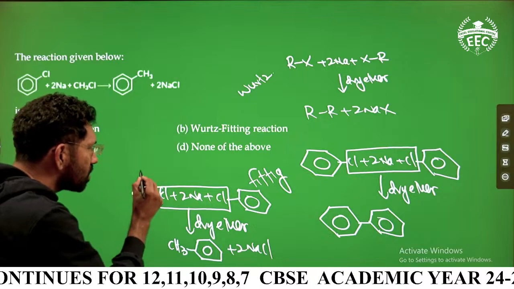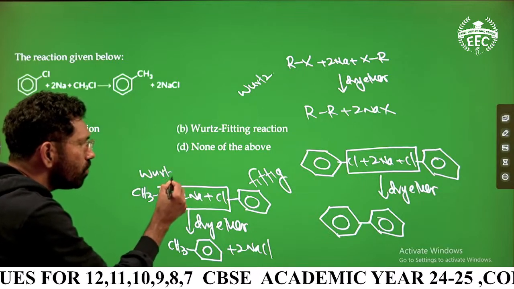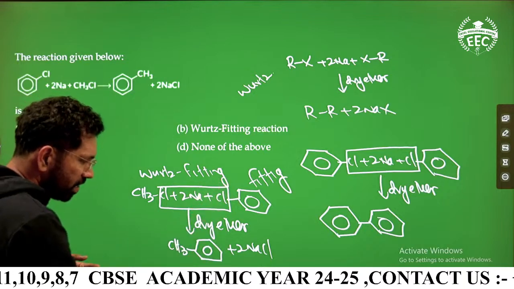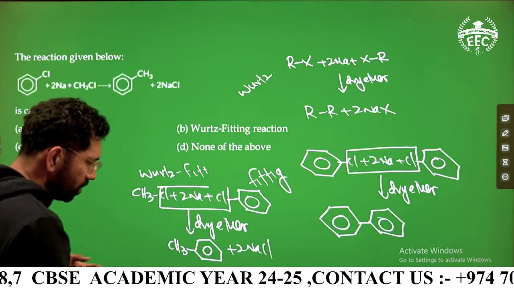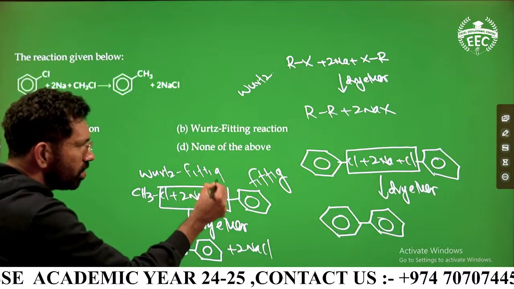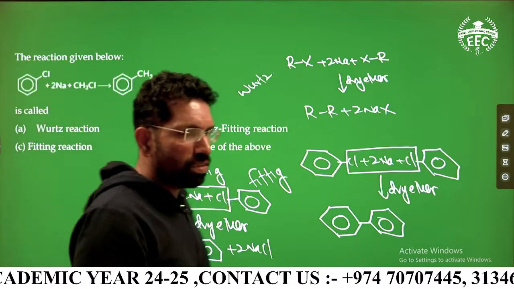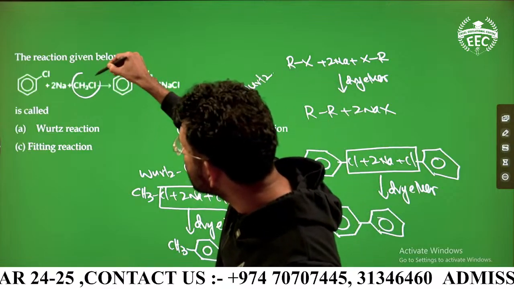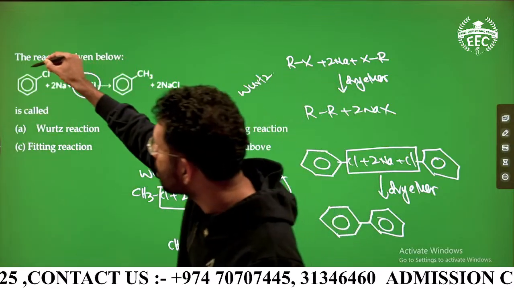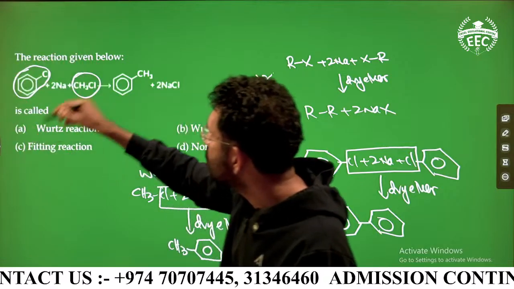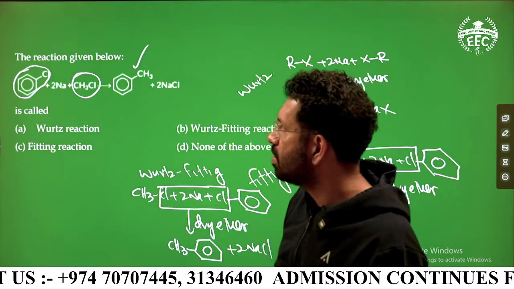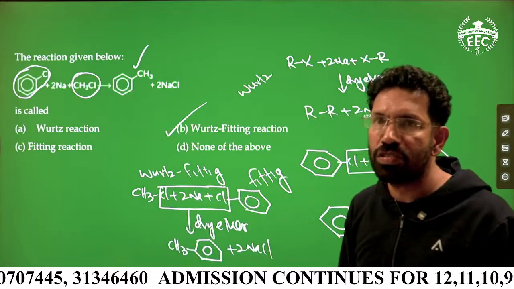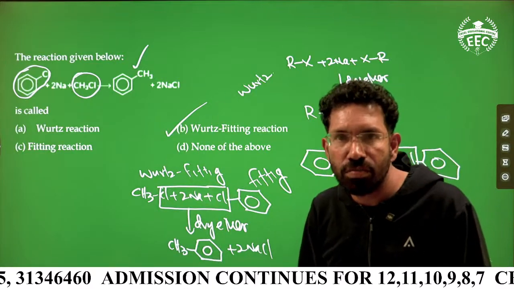This reaction is coming under what? Wurtz-Fittig reaction. So this is so easy now. Just check the reaction now. This is Wurtz-Fittig reaction. So now coming back to the question. Here you have alkyl halide. Here you have aryl halide. So we are getting toluene. That is equal to option B, Wurtz-Fittig reaction. This is an easy question. This question came in last year board exam.